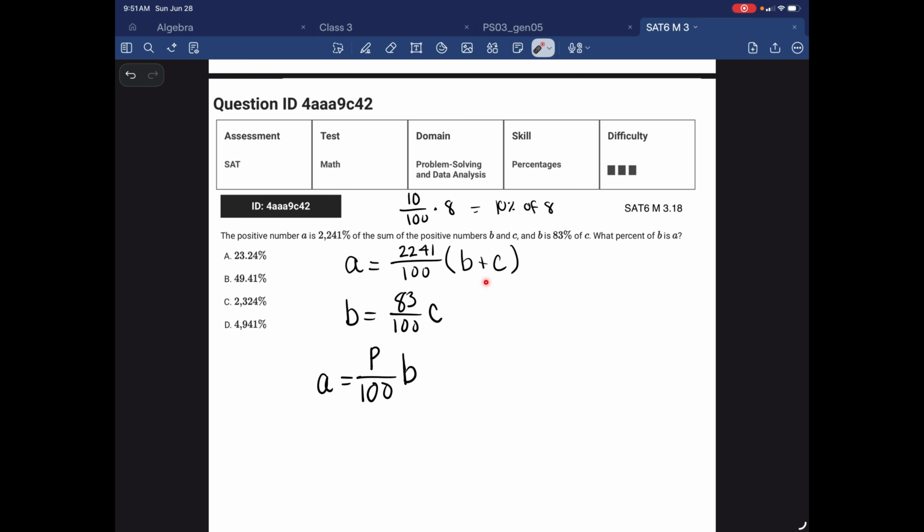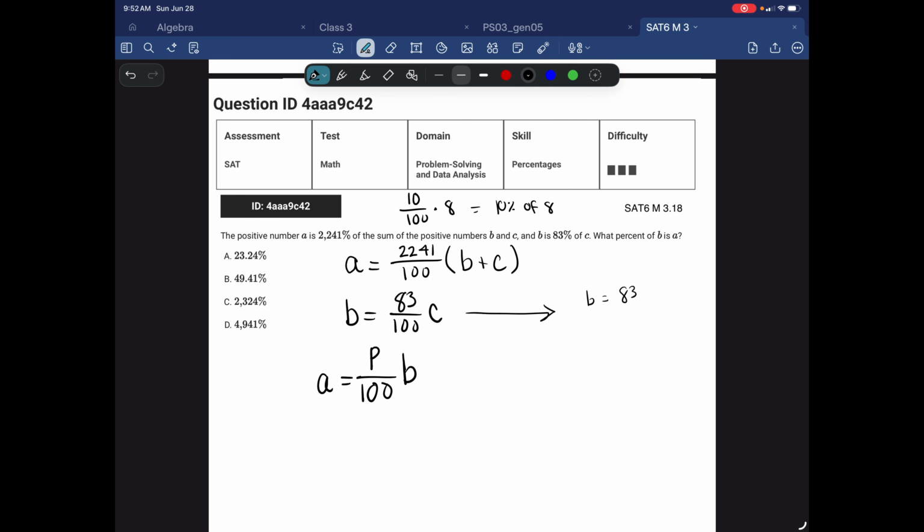So I have this equation here. It relates A, B, and C, but I just want to relate A and B, but they also give us B in terms of C, so we can just solve for C here, so then we can put that into here. So we have B equals 83 over 100 C. If we multiply both sides by the reciprocal, we get 100 over 83 times 100 over 83. That way on this side it cancels, and we get C is equal to 100 over 83 B. Cool.